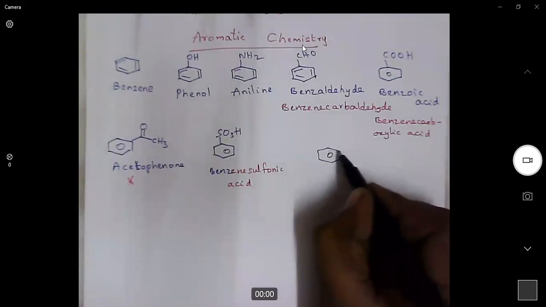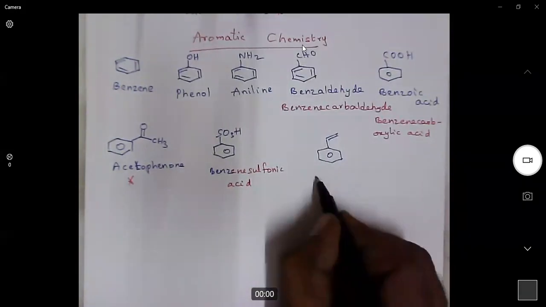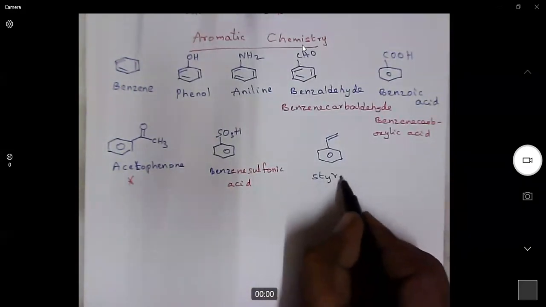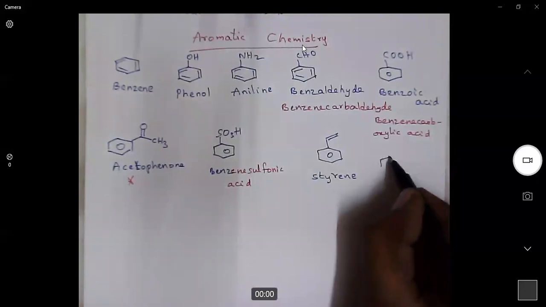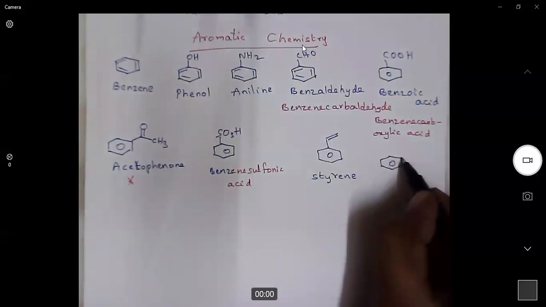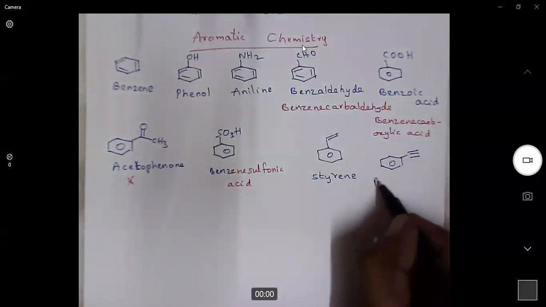When we have a vinyl substituent, a double bond on benzene, it is called styrene. If we have a triple bond substituent on benzene, it is called phenylacetylene.